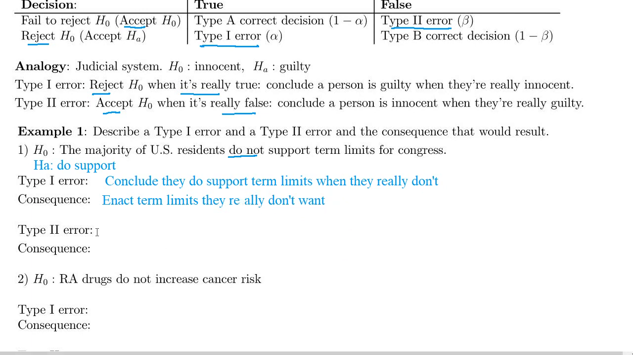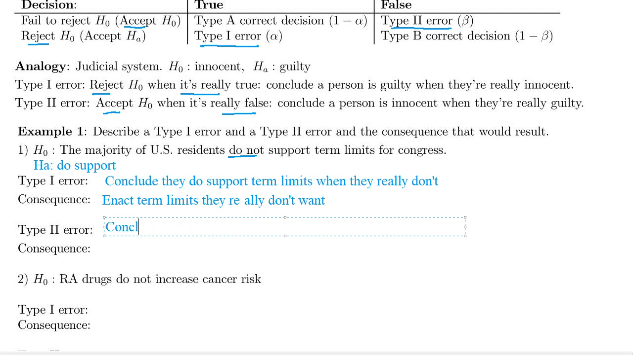How about type 2 error? So type 2 is when we accept H0 as true, but it's really false. So we're going to accept as true that they do not support term limits when they really do. So here we would conclude that they do not support term limits when they really do.